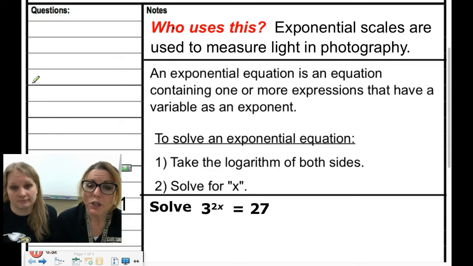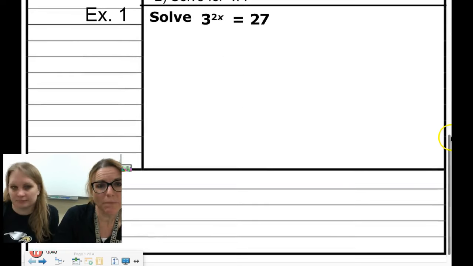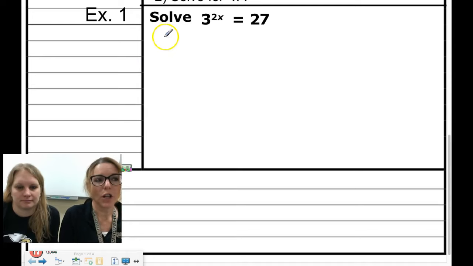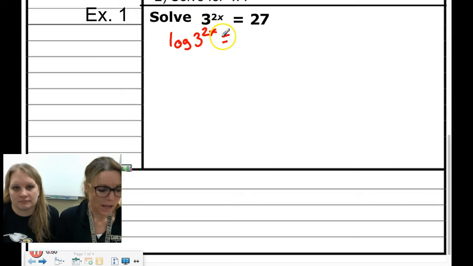To solve an exponential equation, these are the steps. You're going to take the log of both sides and solve for x. That's it. So let's scroll up to example 1 right now. And we're going to log both sides. And we're going to log the other side.